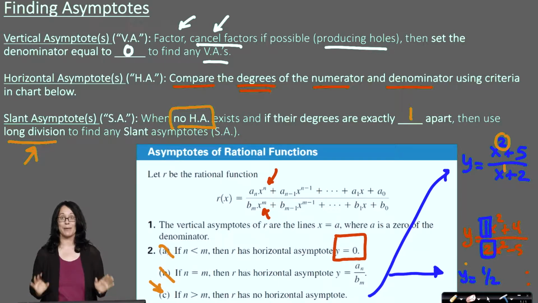Okay, so at this point, please pause the video. Make sure your notes are very, very clear, that you have instructions for yourself as to when you have a horizontal asymptote and a slant asymptote, as well as the vertical asymptotes, okay?